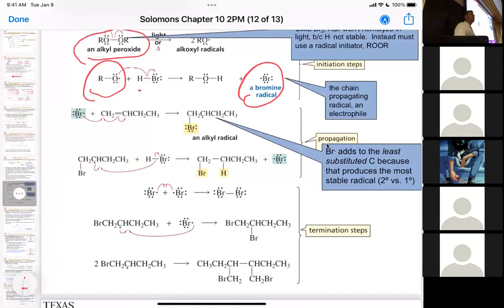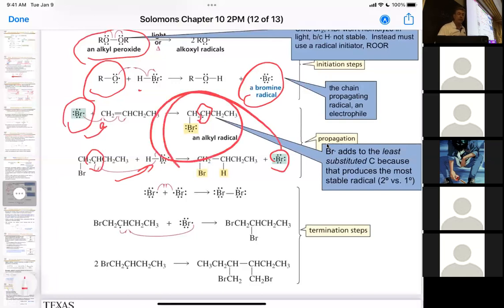So now we get to add across the double bond. Our radical is going to come and attack with one electron, at the outer, least substituted carbon, and generate a more stable radical, a secondary carbon radical, more stable than the primary. Now this radical can abstract a hydrogen from HBr, generating more bromine radical. And so this is our propagation step, keeps going around.